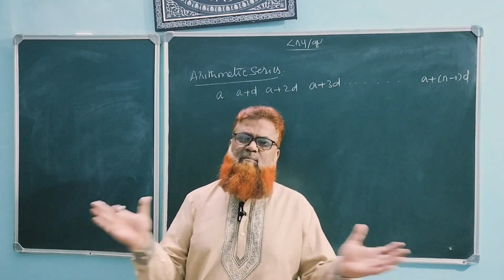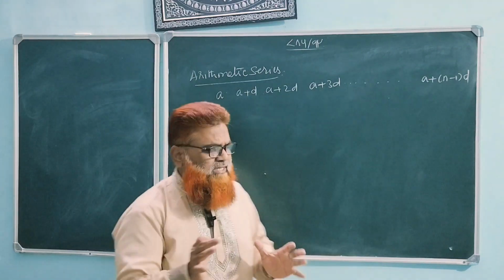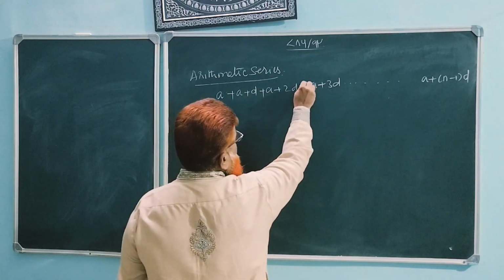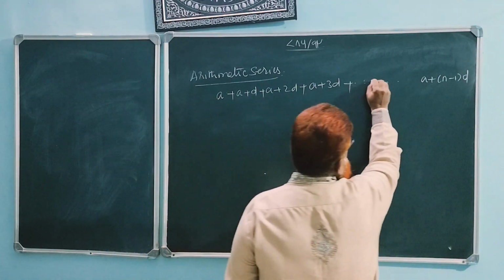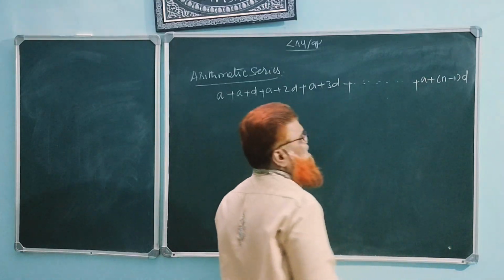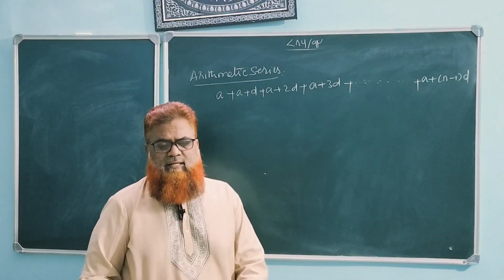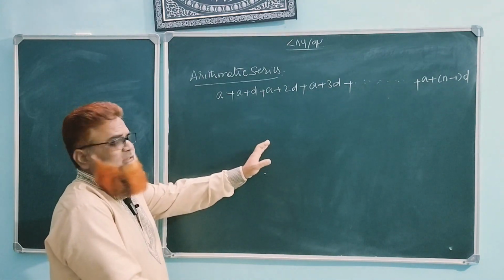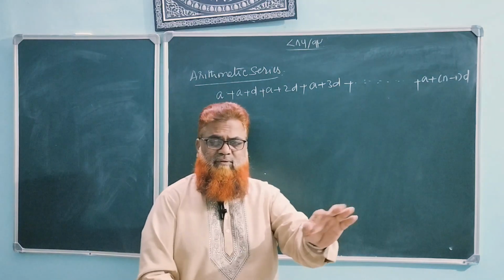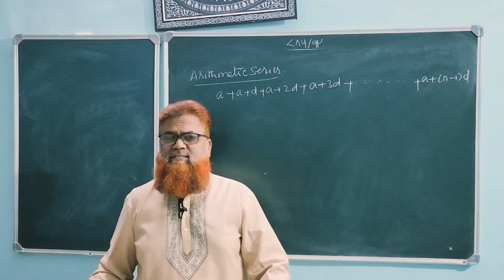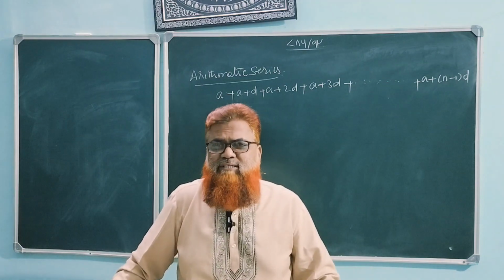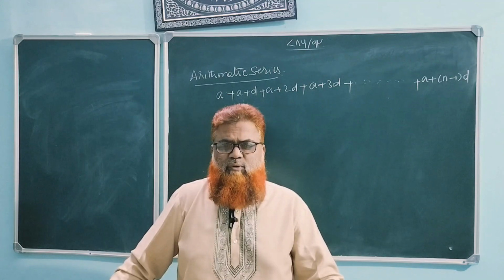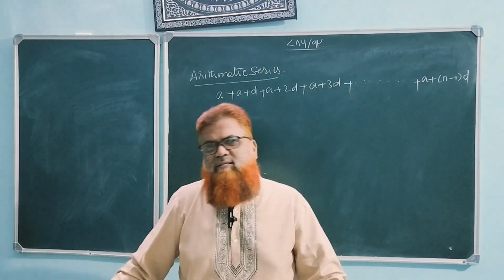Now I want to make a sum of all these terms: a plus (a plus d) plus (a plus 2d) plus (a plus 3d) plus etc. plus (a plus (n minus 1) into d). The sum of all the arithmetic progression terms, arranged in order with a definite pattern, is called the arithmetic series. The sum of a given progression of numbers is called a series.